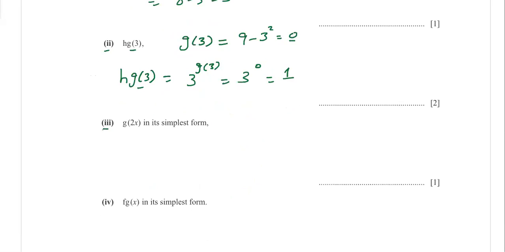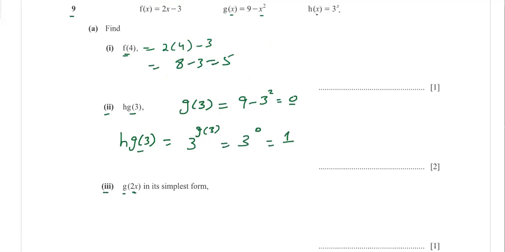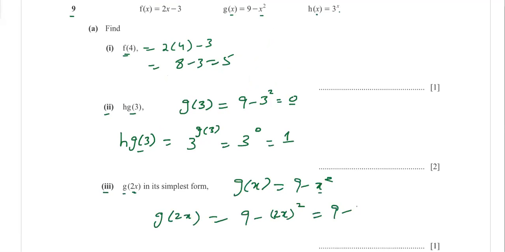Now next, the third part is g of 2x in its simplest form. We have to find g of 2x in the simplest form. What is the meaning of g of 2x? It means in g of x, you have to write 2x. Given g of x is 9 minus x squared. Now if we have to find g of 2x, where x is coming, write 2x. 9 minus 2x squared. That will be 9 minus 4x squared. This is the simplest form that we have for this.